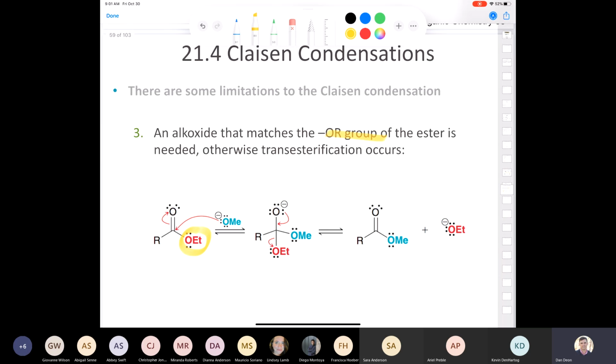Here's our OR group. Since it's O-ethyl, OEt, over here, you would not want to use methoxide. You would actually want to use ethoxide. In this case, you'd want to use OEt minus. The reason why is because the methoxide can come in and act as a nucleophile, and you end up doing what's called a transesterification. It's a big fancy word, but all it means is that you're going to swap out the ethoxide for a methoxide. Now that's not very useful, is it?